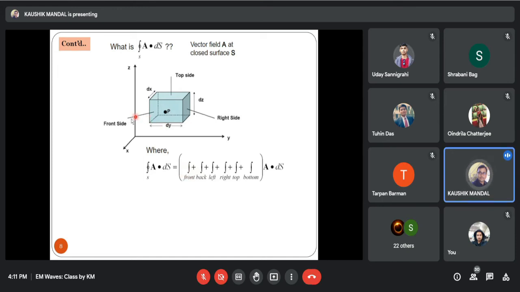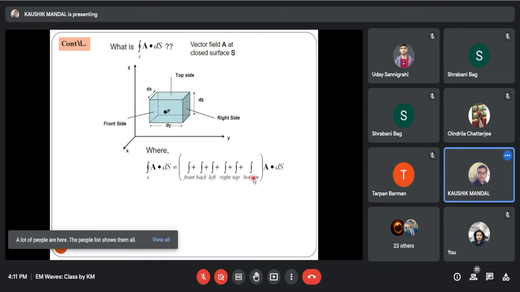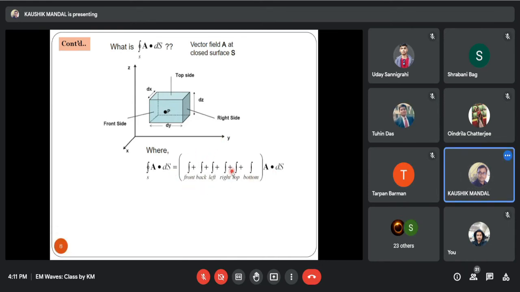If we consider this the front side, this the right side, this one side and this another side, in that way we have the areas of the front, back, left, right, top, and bottom. So this is the overall area of the surface. Similarly, the volume V is enclosed by this closed surface S.